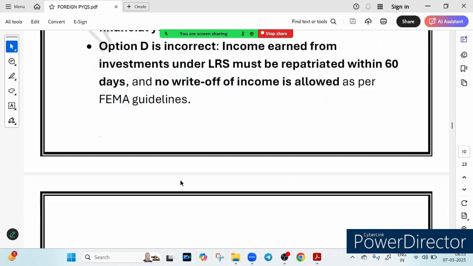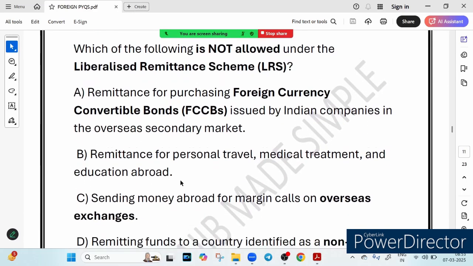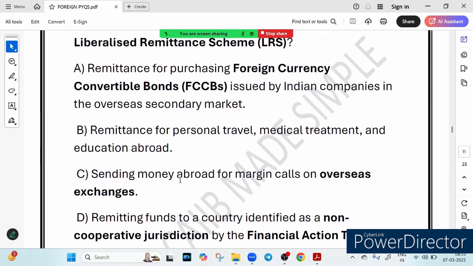Now let's see one more question: which of the following is not allowed, that is, prohibited, under LRS? This question is most frequently asked. What are the things prohibited under LRS? Option A suggests remittance for purchasing FCCB. You know what FCCB is? Foreign currency convertible bond issued by an Indian company in the overseas secondary market.